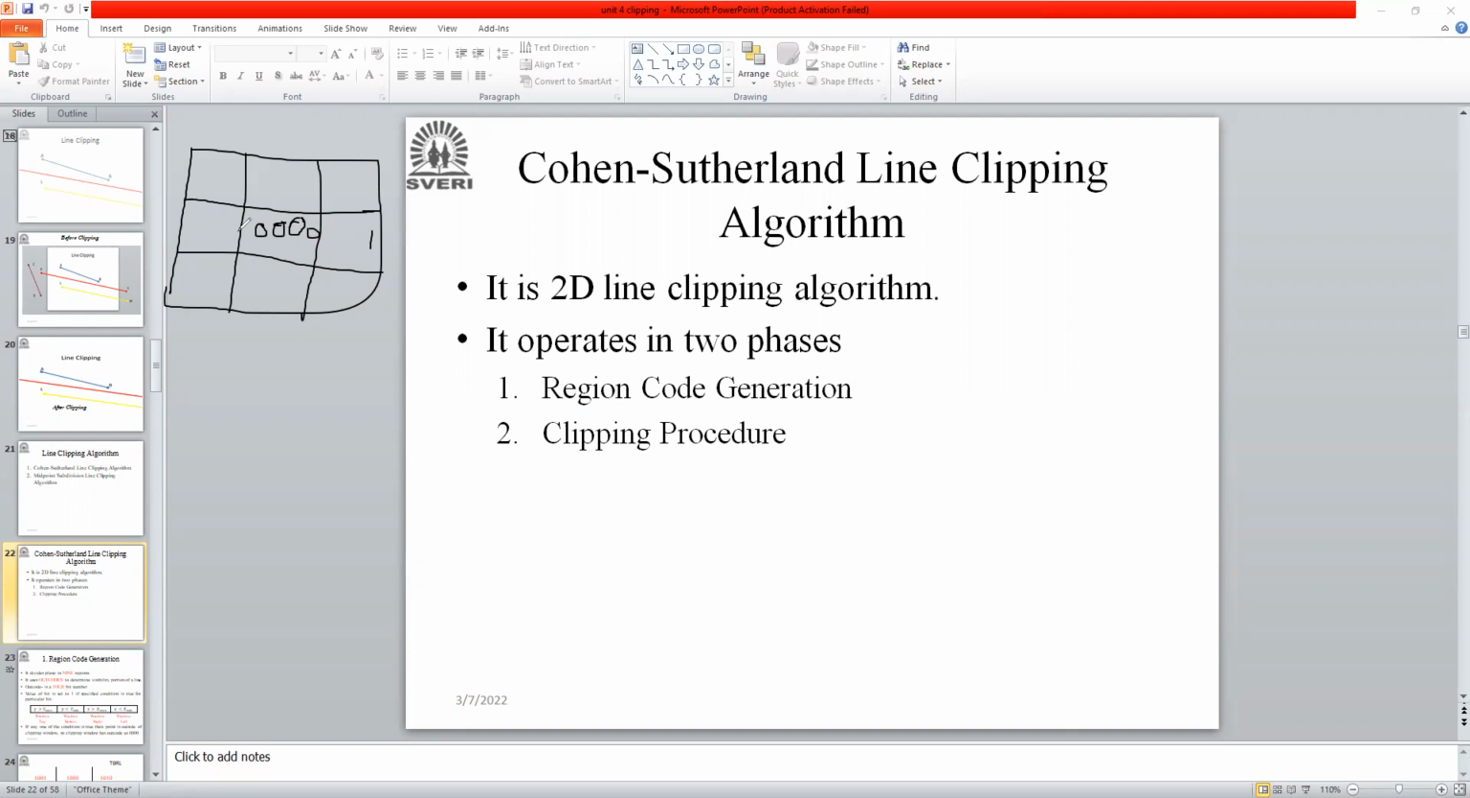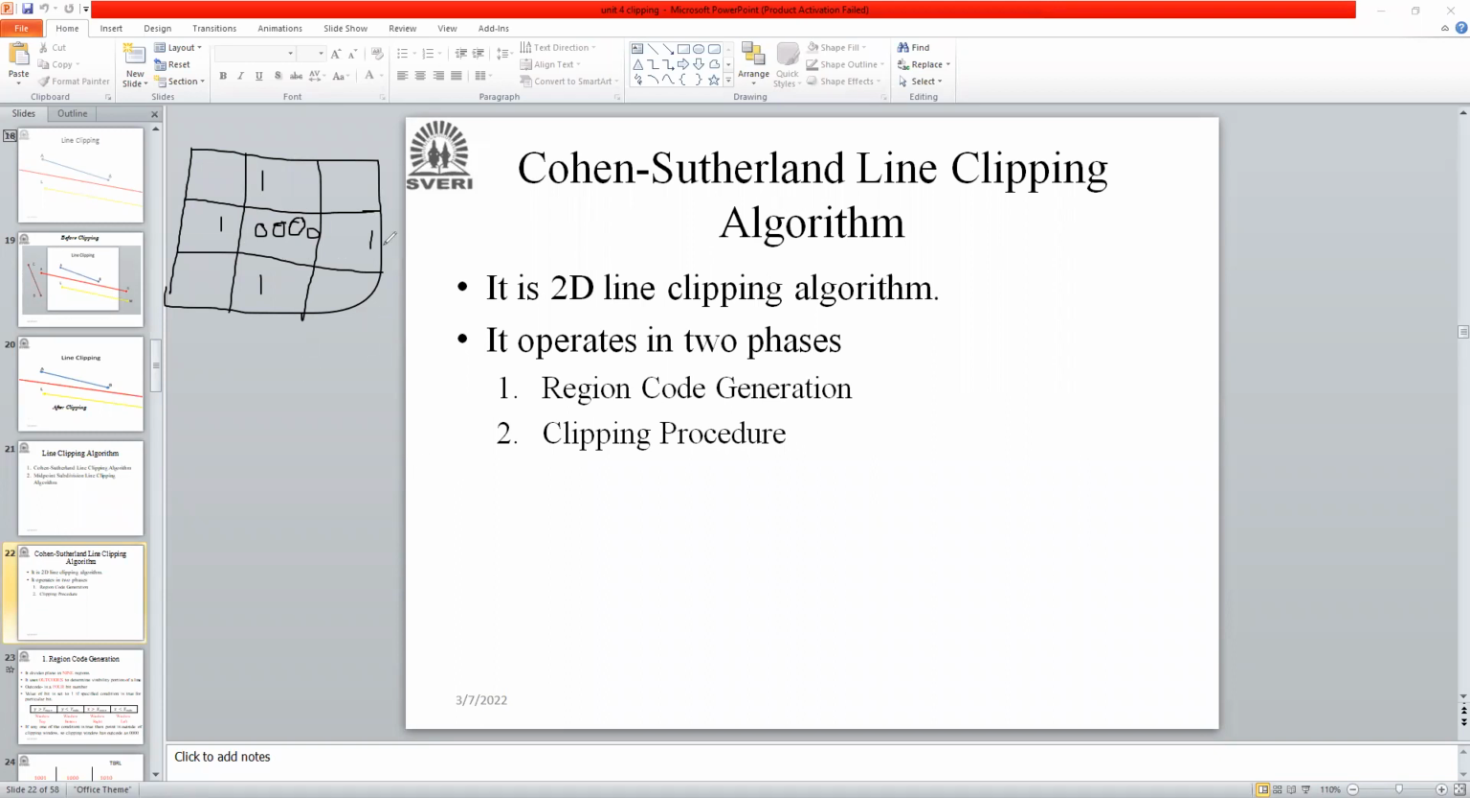Then if the portion is on the right hand side, we are going to set the second bit as 1. If the portion is at the bottom, then we are going to set the third bit as 1. And if the portion is above the top of this clipping window, then we are going to set the 4th bit or MSB equal to 1.